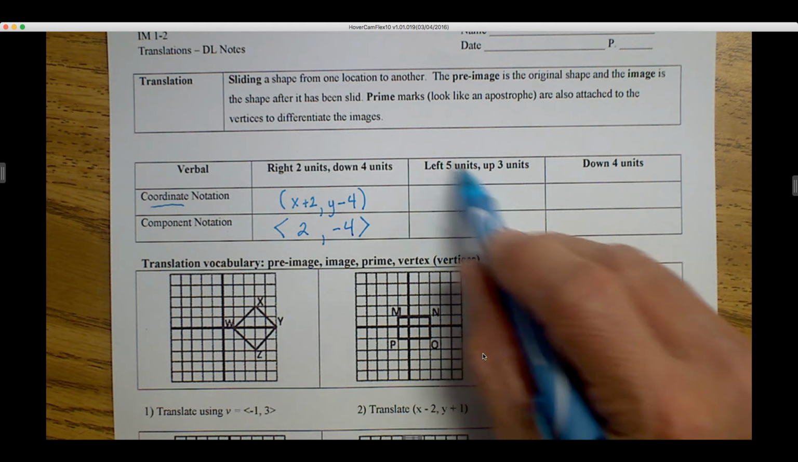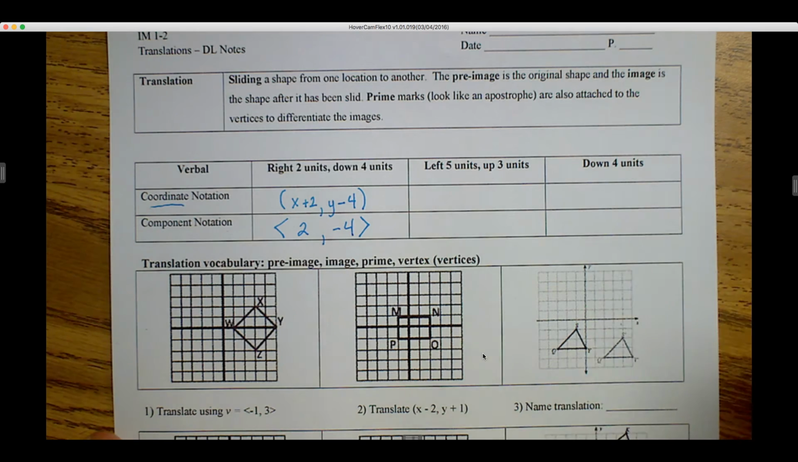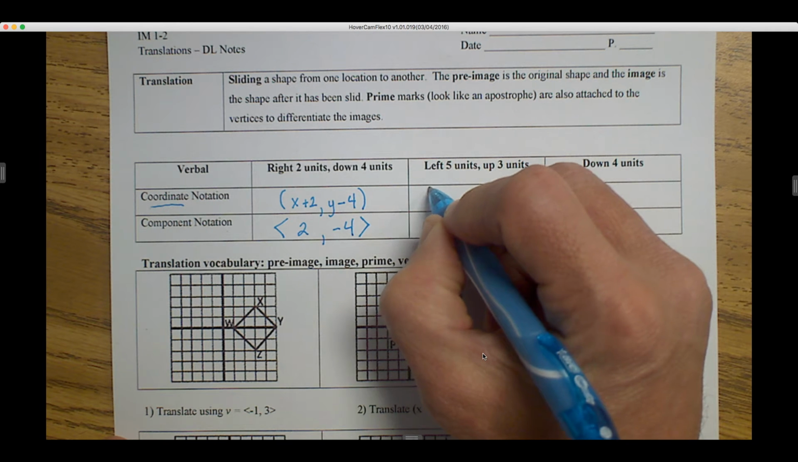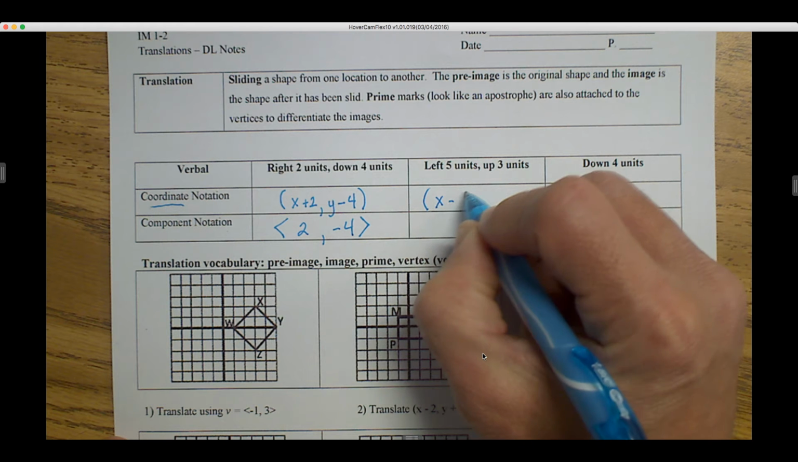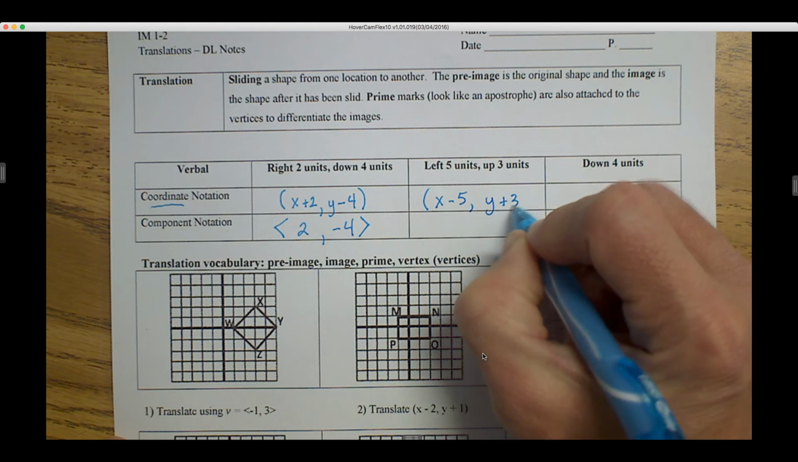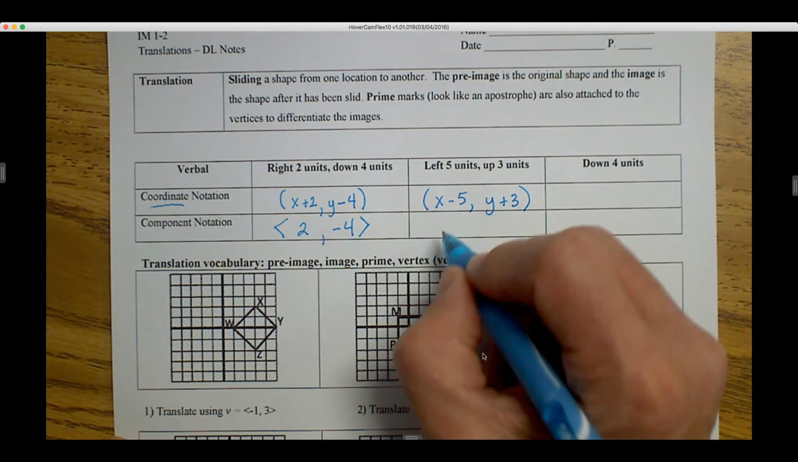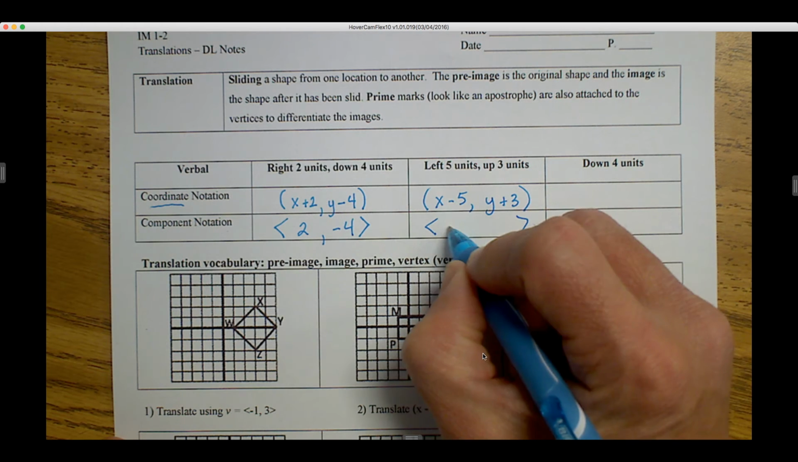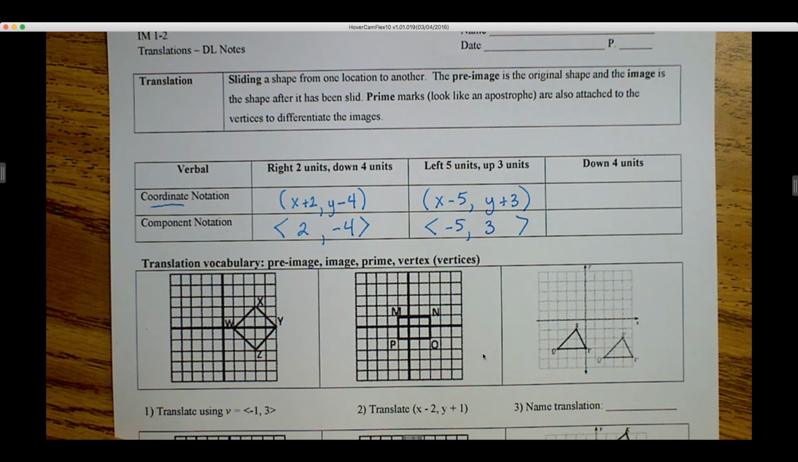I'm going to skip this middle one because I want you to try it. Actually, I will do it. For this one, it's going to be left 5 units. So that would be X minus 5. And then up 3 units, Y plus 3. Parentheses, regular parentheses. For the component notation, we're going to have our angled brackets. The negative 5, remove the X. The positive 3, remove the Y.